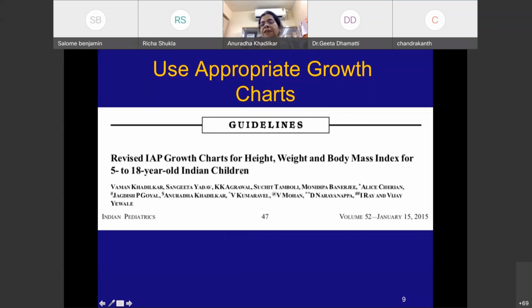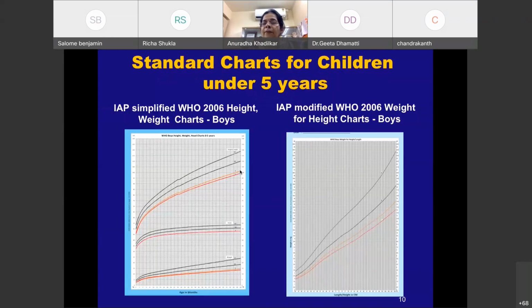What these do is till 5 years of age, they advise the WHO charts, which we talked about last time. And after that, we use the local Indian charts, which are also freely available at the IAP website. Just to remind you that these are the charts that we actually use in little ones. Once again, blue for boys and pink for girls.